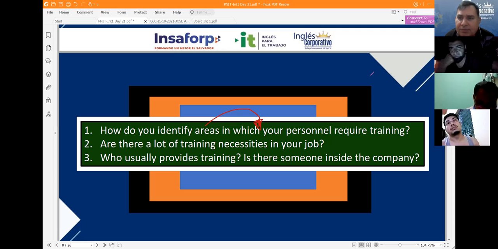Who provides the necessary training to these people? What person provides the training? In my case, teacher, in the enterprise, the one who provides training is human resources. They contract personnel who are specialists in different areas to give the training appropriately to each department.